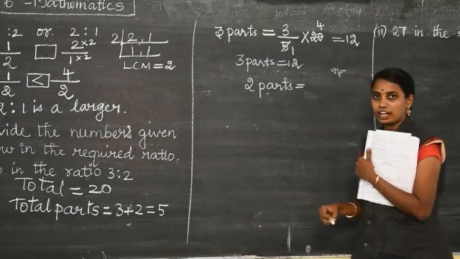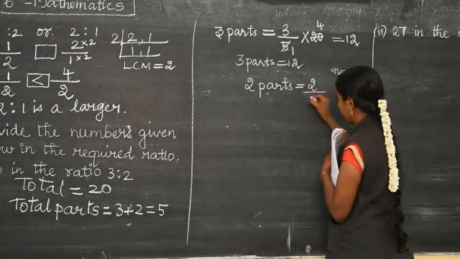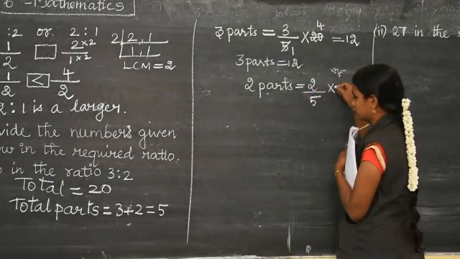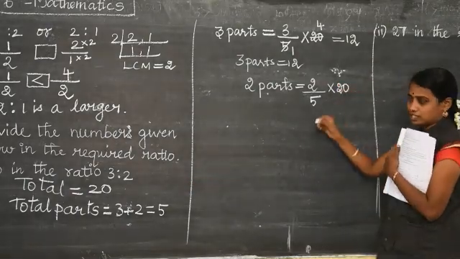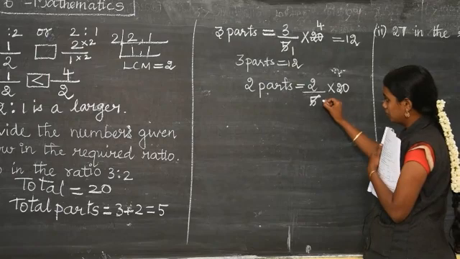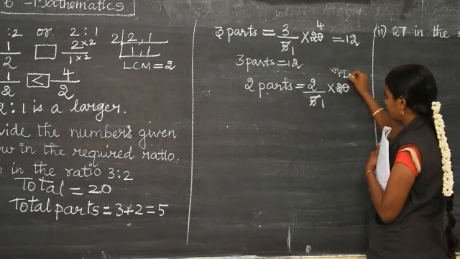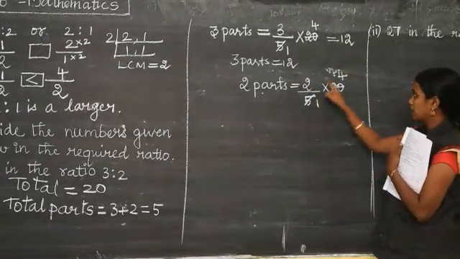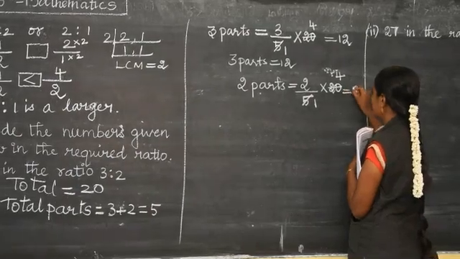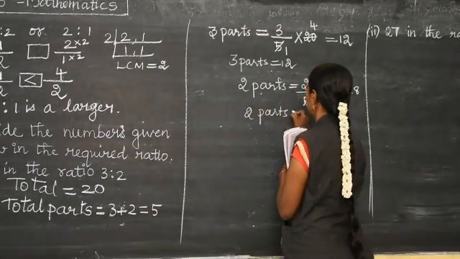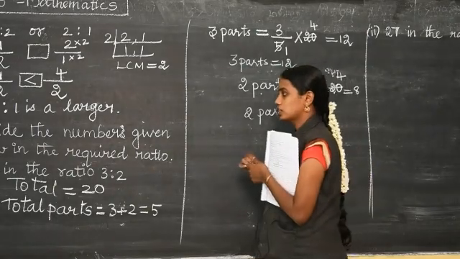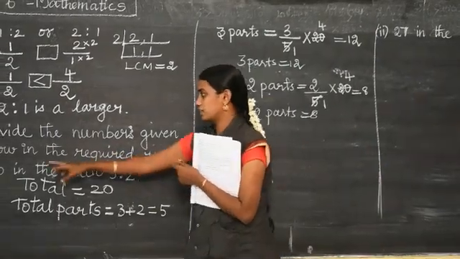Okay, now likewise you are going to find out for the 2 parts. 2 parts, how will you write? 2 out of 5, 2 by 5 into total is 20. Likewise same, cancel by 5 table, 5 ones are 5, 5 fours are 20. Now multiply, 2 fours are 8. So 2 parts 8. The question is, divide the numbers given below.